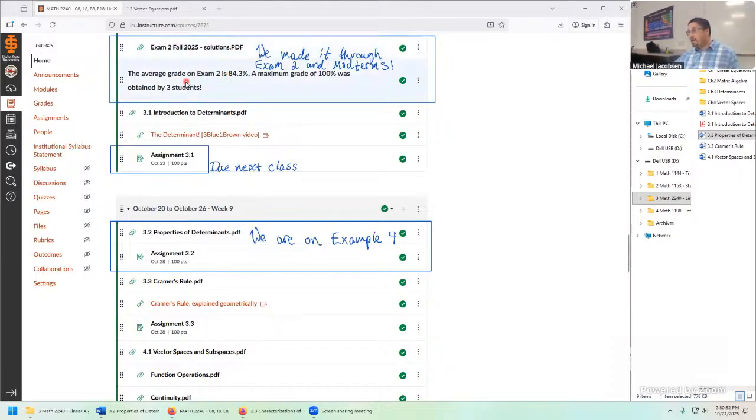As far as the basic summary statistics go on this exam, the average grade came out to 84.3%, and a maximum grade of 100% was obtained by 3 students. I think that's pretty hard on this exam because the concept questions are tricky. There's lots of little details in linear algebra. So congratulations, folks, we're nearly there.